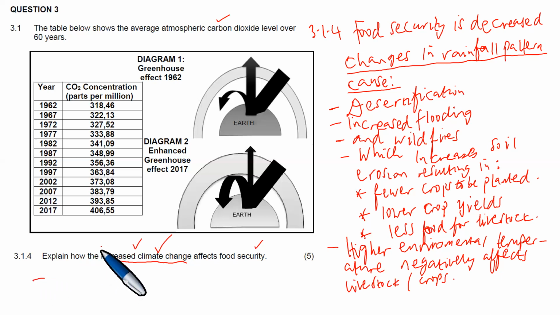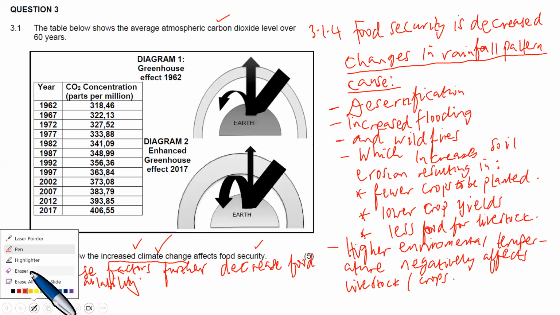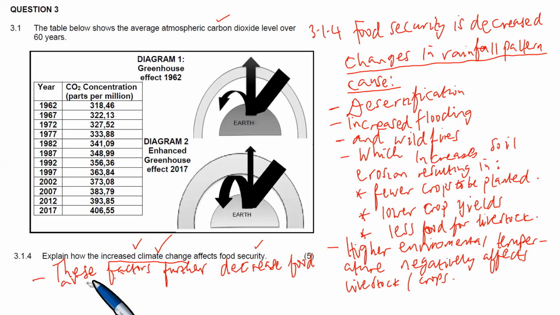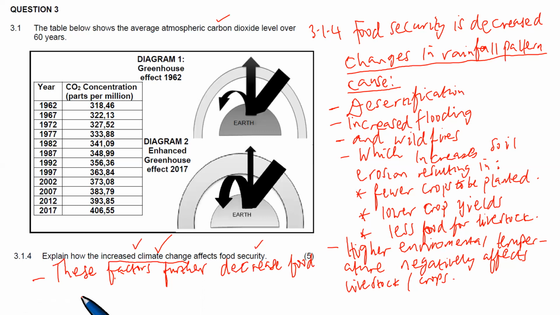Next, there are certain factors. These factors further decrease food availability.